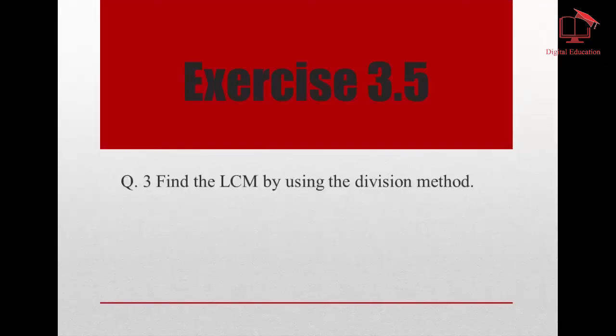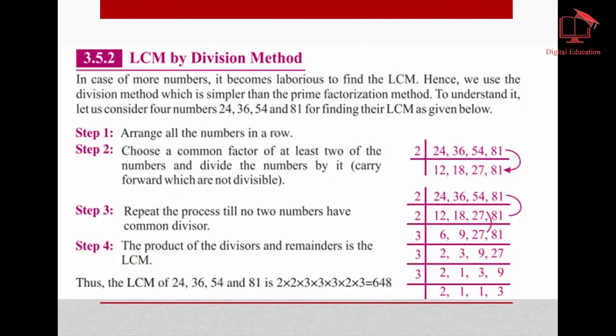Question number 3. Find the LCM by using the division method. So first we understand what is meant by the division method. Here you can see, suppose we have 4 numbers. Let's consider 24, 36, 54 and 81. Firstly, we will arrange all these numbers in a row. After this, we will choose a common factor by which at least 2 of the numbers are divided. Here you can see we chose a common factor 2.